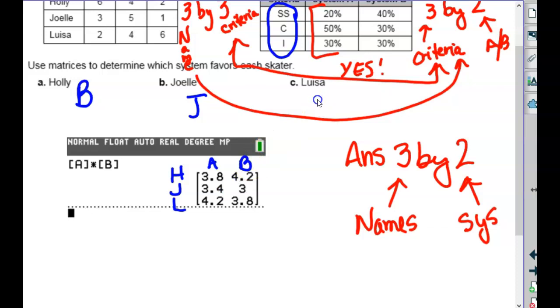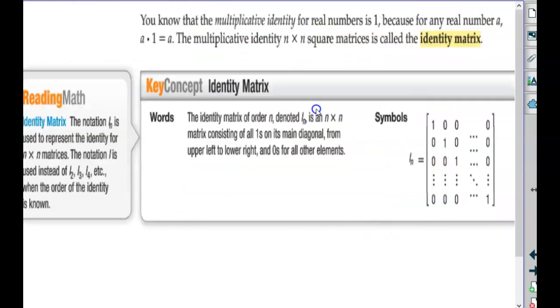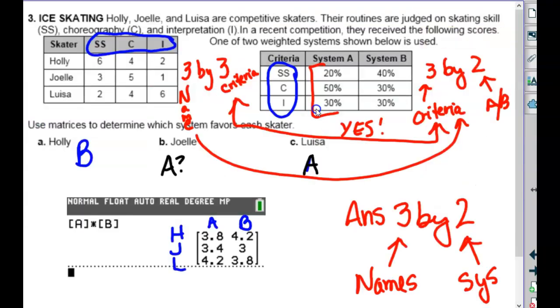Okay, Louisa? Why did I put J? That was supposed to be an A. A question mark doesn't really help her, right? But Louisa wins if it's system A. Holly wins if it's system B. Louisa wins if it's system A. Joelle, not so happy either way, right? All right, so what was the point of that?